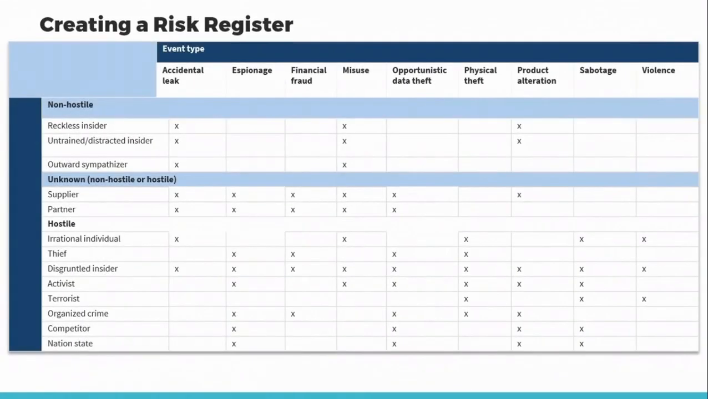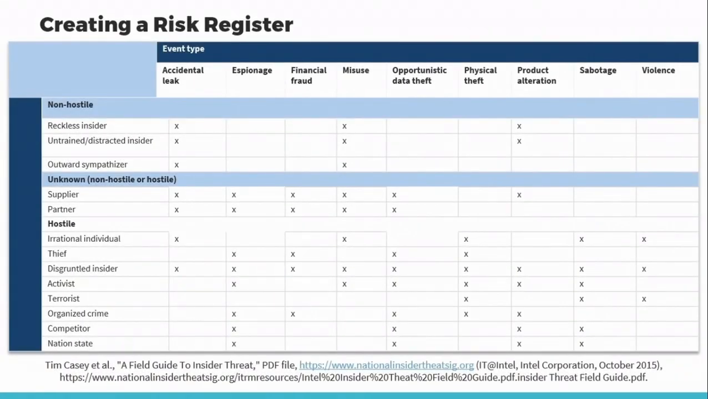Here's an example from Tim Casey at Intel. Notice some of the event types: accidental leak, espionage, financial fraud, misuse, opportunistic data theft, physical theft, alteration of products or services, sabotage, and violent acts. And then we have our actors, the non-hostile actors, the unknown and hostile actors.